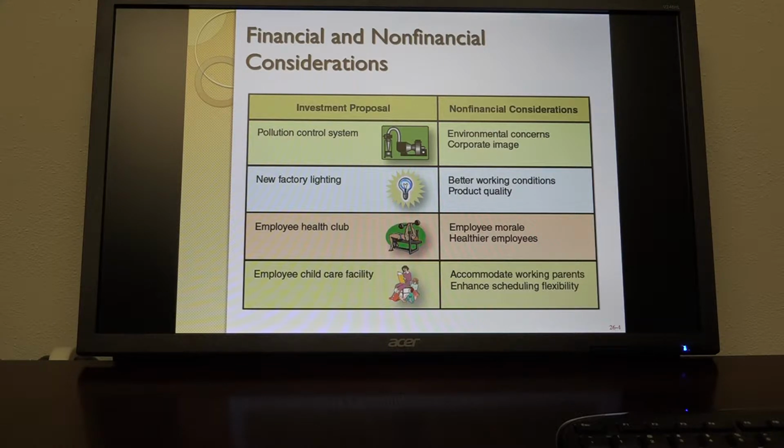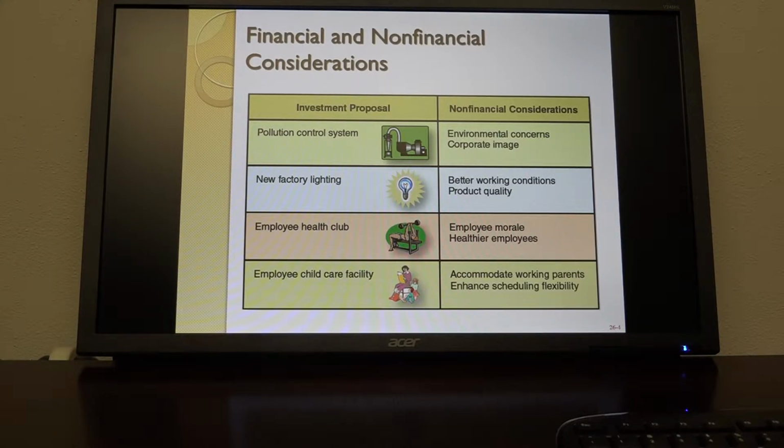Some examples they have here: pollution control system, whether or not to invest in a new pollution control system. Well, if you need one, you need one, right? But you know, some non-financial considerations, even if it's a close call, might be the environmental concerns and what the public image of the company would be if something bad were to happen if they didn't choose to invest in the pollution control system.